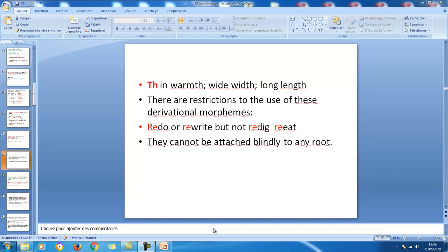Welcome to this second part of this new chapter, which is entitled Morphology. You remember that the last point we mentioned was the fact that morphemes cannot be attached blindly to any root, which means the moment you learn a morpheme and a root, you should know which morpheme goes with which root. This is what we said in here. Redo is acceptable, rewrite is acceptable, but redig and re-it are not acceptable here.